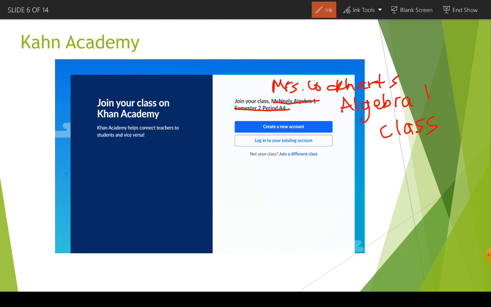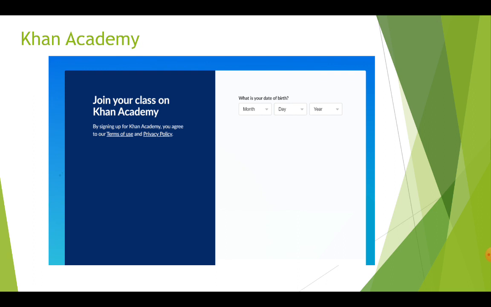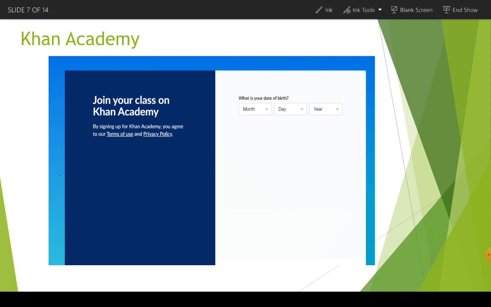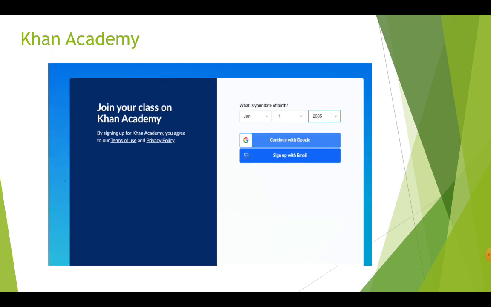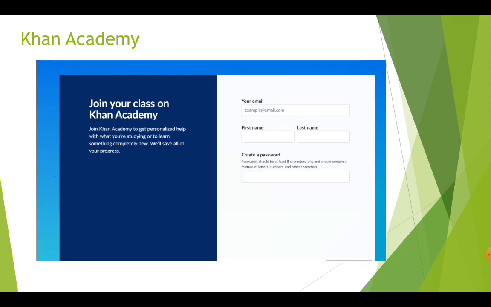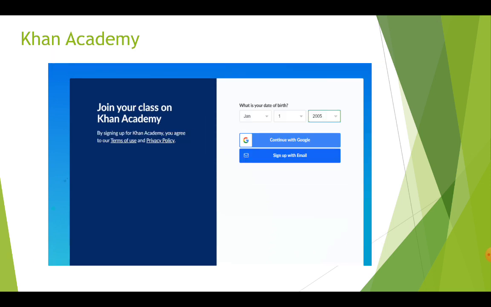So you want to create a new account by clicking on the blue button. And then you're going to put in your birthday. So if I were me, I would select 03/28, and then I would select the year. You all can guess that if you want to. So once you put in your birthday, the next thing you're going to do is click sign up with email. Don't click continue with Google. Click sign up with email.